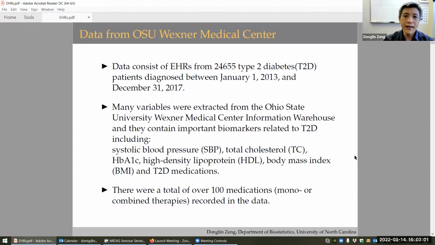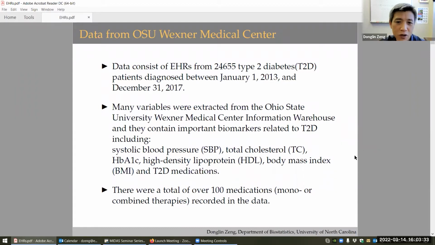All right, so the data is electronic health records data from about 25,000 type 2 diabetes patients, diagnosed between January 1st, 2013 and the end of 2017, so the whole range is about 5 years. This data comes from the Ohio State University Wexner Medical Center Information Warehouse. We have a collaborator over there, and also a clinician team that we work with.